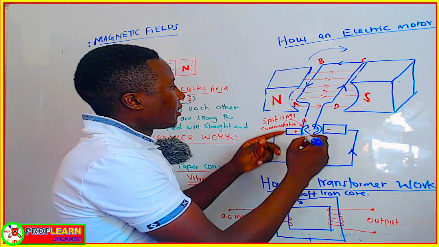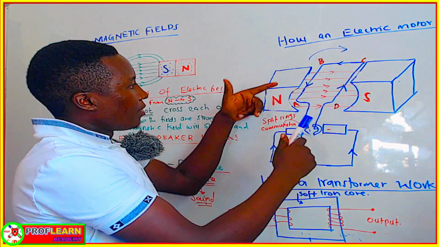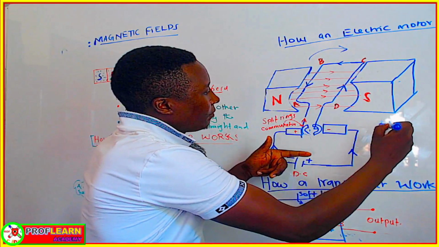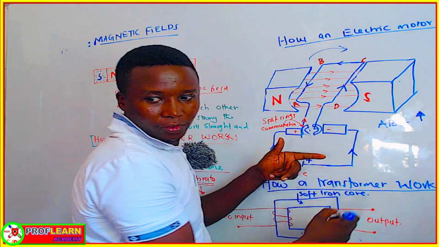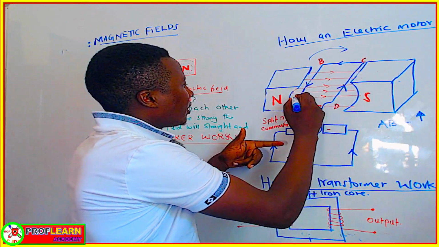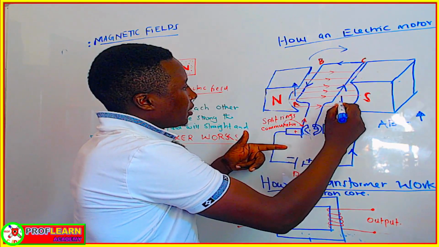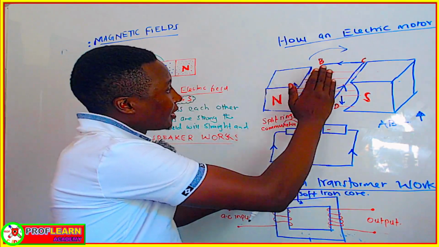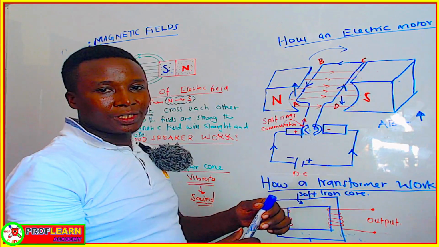So it means that when current is flowing in this direction, point AB will experience an upward force, and CD will experience a downward force. So this is going to rotate like that. It's going to rotate in the clockwise direction.